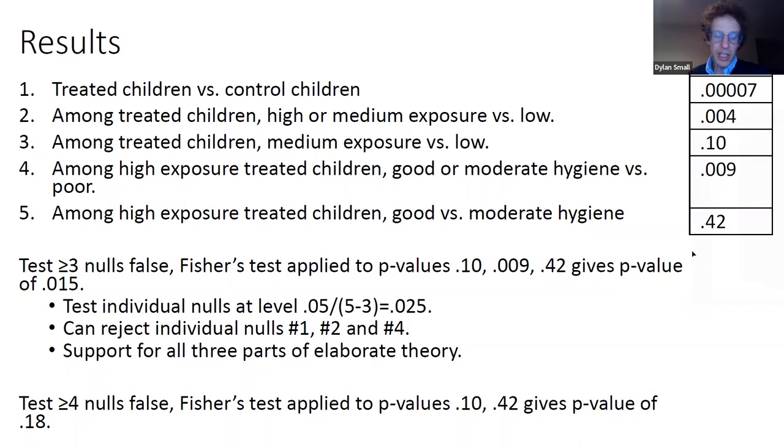Now, if you want to test that at least four nulls are false, then R would be four. So N minus R plus one, five minus four plus one, is two. So you look at the two largest p-values, 0.1 and 0.42. If you do Fisher's combination test on that, it's not significant. It gives a p-value of 0.18.